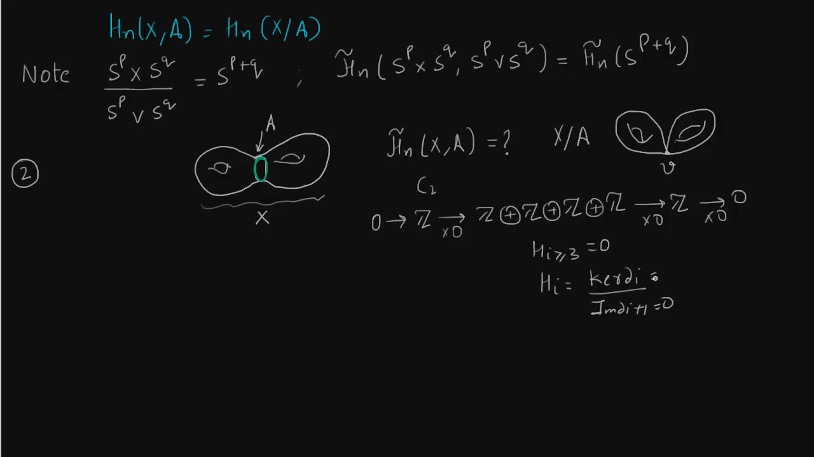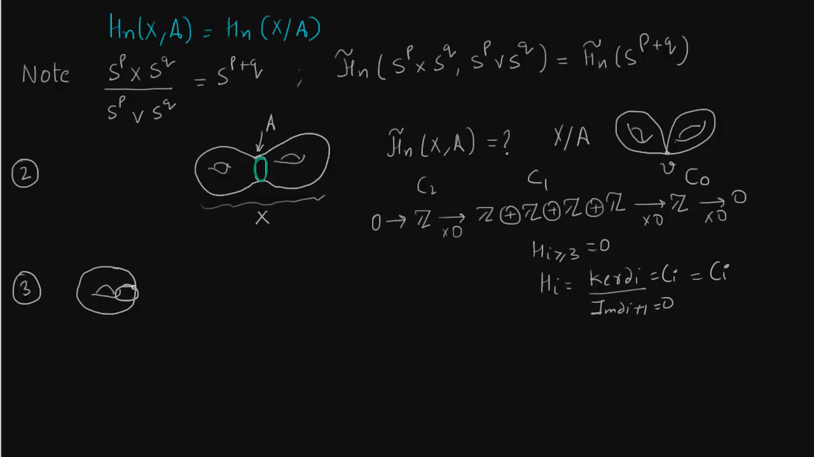Since it's multiplication by 0, C0 gets mapped to 0, C1 gets mapped to 0, and C2 gets mapped to 0. So H0 is Z, H1 is Z^4, and H2 is Z. And for reduced homology groups, it doesn't matter for C1 and C2, but for dimension 0 it will become 0.